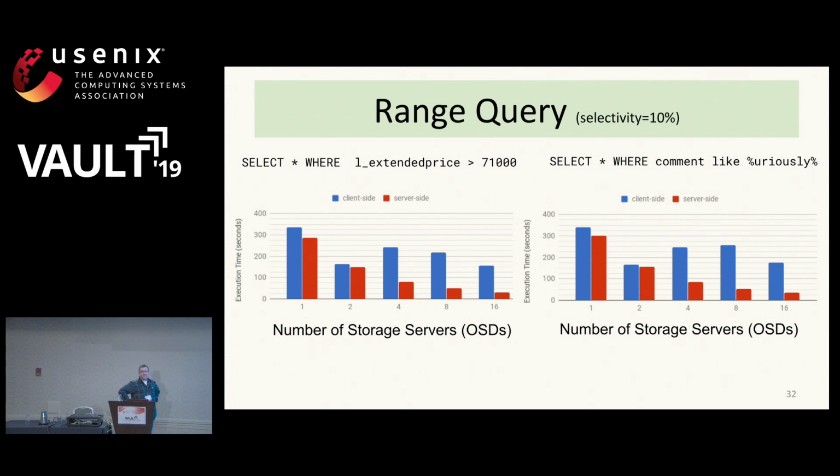So another example is the range query. So now we want to not return a single row, but we want to return a range of rows. So this is about a selectivity of 10% of the data set of the billion row data.